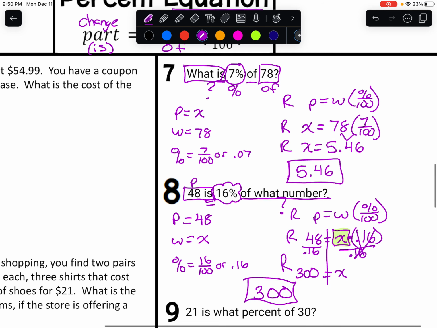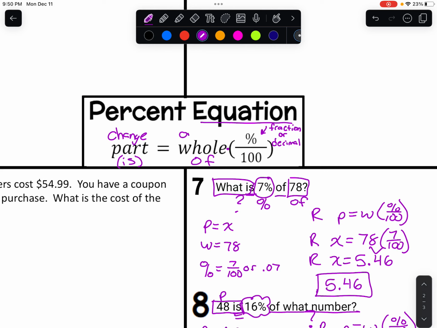Sometimes we also think of this as the original. So that could be change, is, original, of, and then your percent is always your percent.